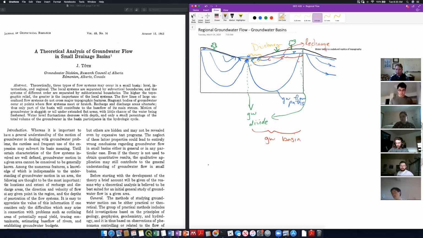Another important area that Toth talks about is this zone here. That is the area where you've got flow paths coming from either side, but there's no flow occurring here. And this is a stagnation zone.